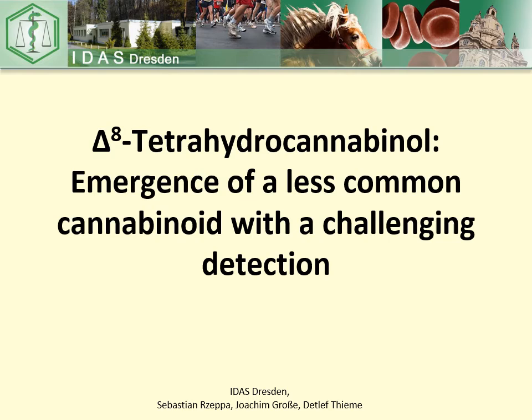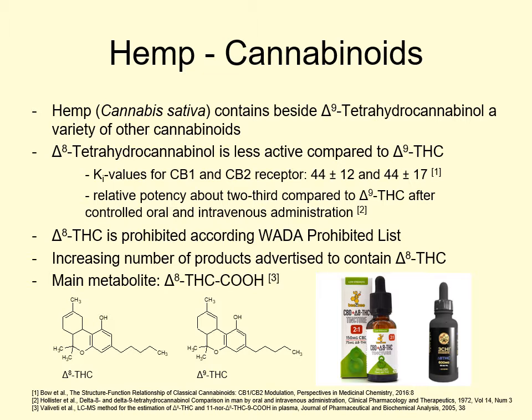This poster talk is about delta-8 tetrahydrocannabinol, a less common cannabinoid with a challenging detection. Delta-9 tetrahydrocannabinol is the best known and most active cannabinoid in hemp, Cannabis sativa. The plant material contains, beside delta-9 tetrahydrocannabinol, a great number of other natural cannabinoids, for example cannabinol, cannabigerol, cannabigerine.